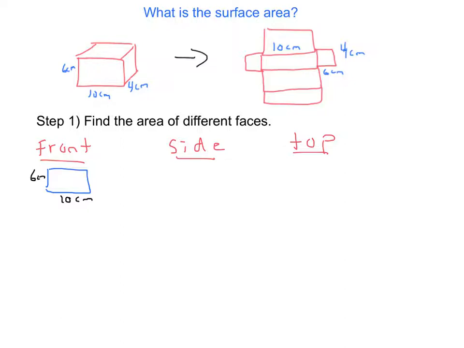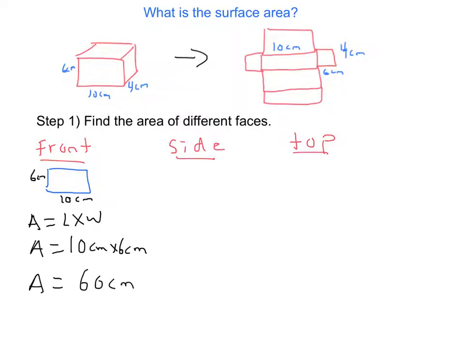So area, as we know, equals length times width. So the area of this one is going to be our length and our width of this shape, which is going to be 10 centimeters times 6 centimeters. So the area of this face is going to be 60. And this again follows the idea of finding the area of the different faces, which was our front, side, and top view. We got that one taken care of.